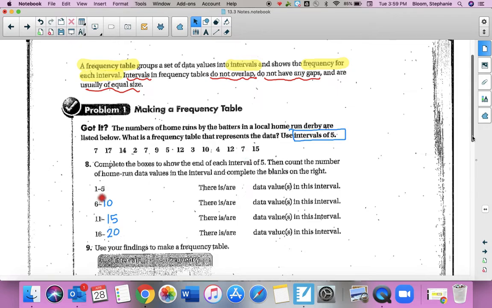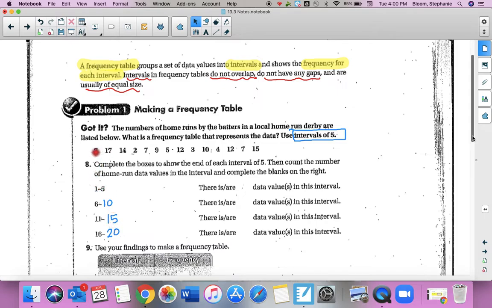And what I want you to notice in these intervals is there is no overlapping. I stop here at 5, I start here at 6. Stop at 10, start at 11, and so on. Okay, so there's no overlapping. There are no gaps. So I go from 5 to 6, and then from 10 to 11, and so on. And they're of equal size. So 1 to 5 is equal to 6 to 10 is equal to 11 to 15, and so on.